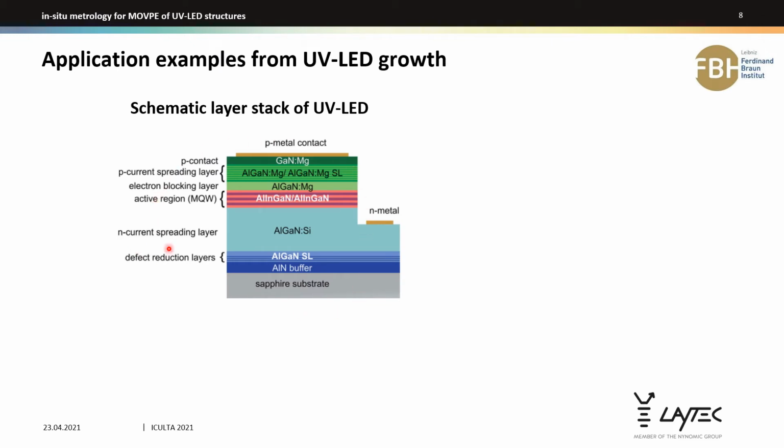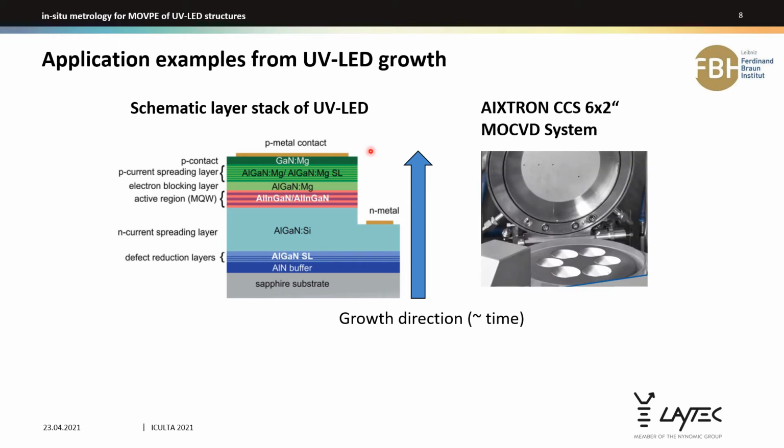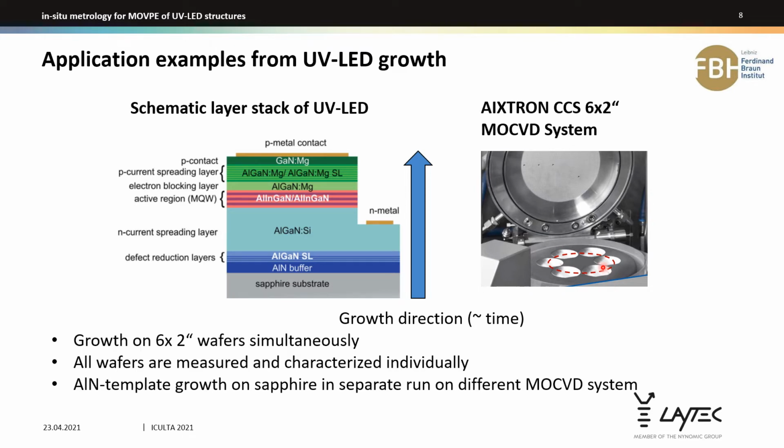The schematic layer structure of a UV LED structure is shown here. This is the growth direction from the substrate to the contact layer. The data we present here have been obtained in an Aixtron closed coupled showerhead system on a 6 by 2 inch configuration. The viewports here in the lid allow access to all 6 wafers, and so all 6 wafers have been measured simultaneously and were characterized and measured individually. The growth of the aluminum nitride template on sapphire has been done in the second run in a different MOCVD system. So this is a two-stage MOCVD process here.